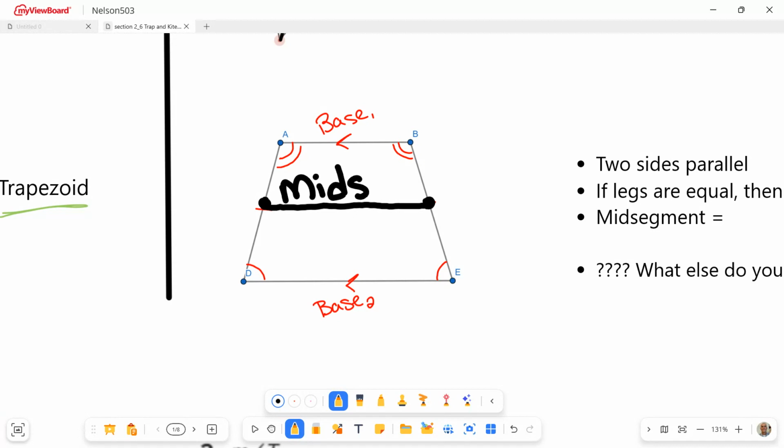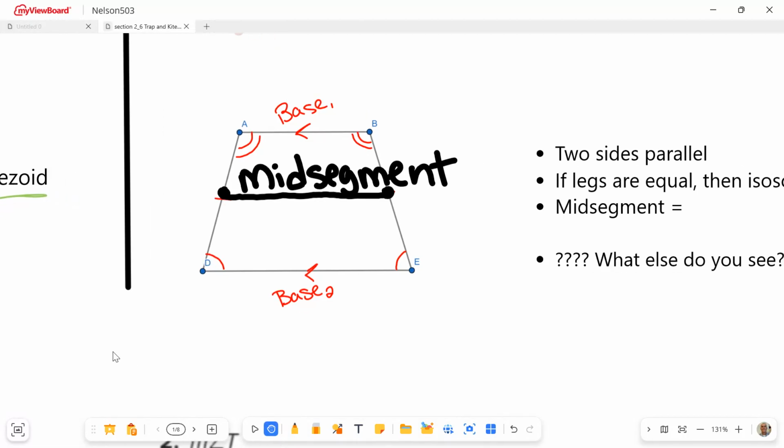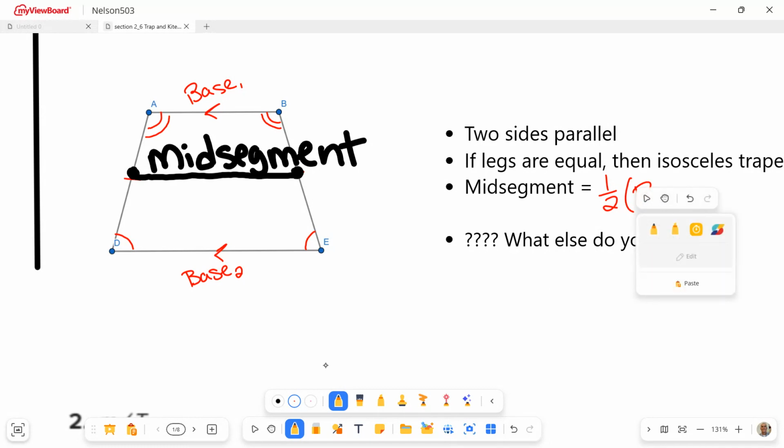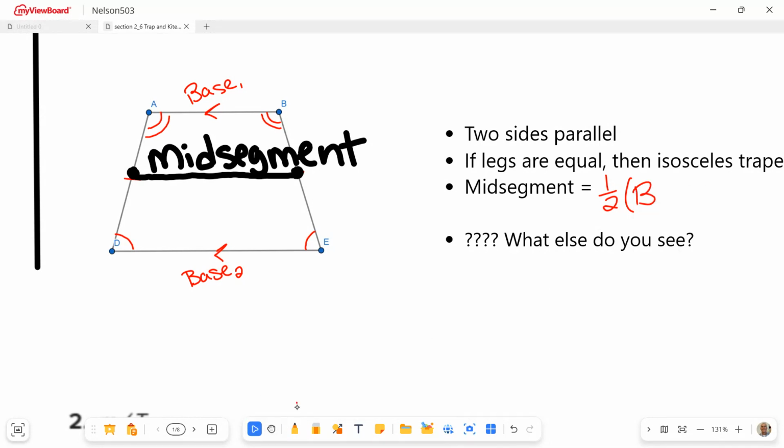Add that to your notes. That kind of came out weird. Add that to your notes. All right, so what is the mid-segment equal to? It's equal to the average of the bases. So let's put that right over here. Our little formula for the mid-segment is 1/2 (base 1 plus base 2). So here we go. 1/2 (base 1 plus base 2). Okay? So let's do it. Base 1 plus base 2.